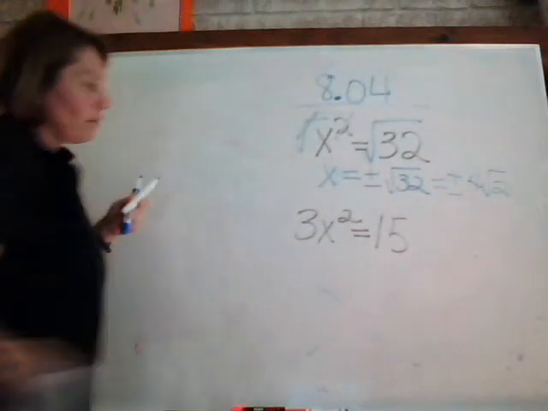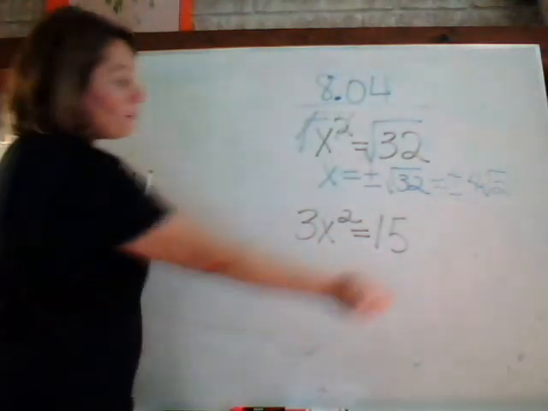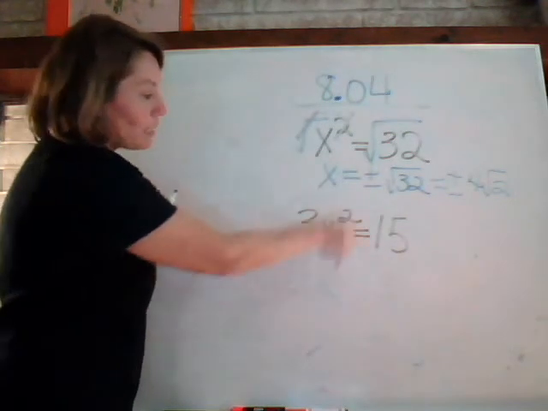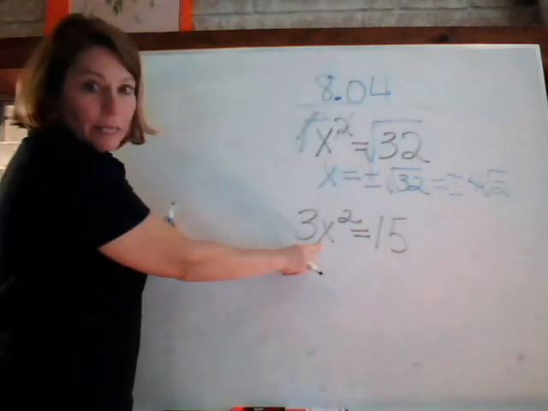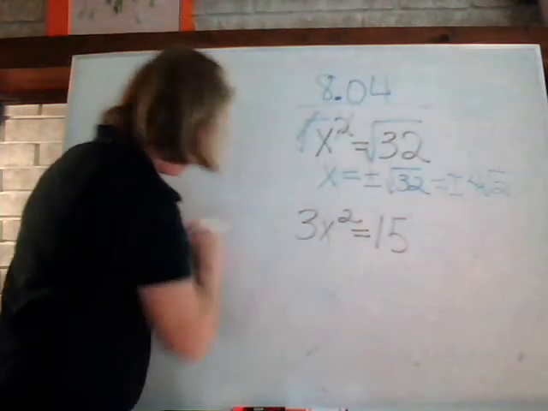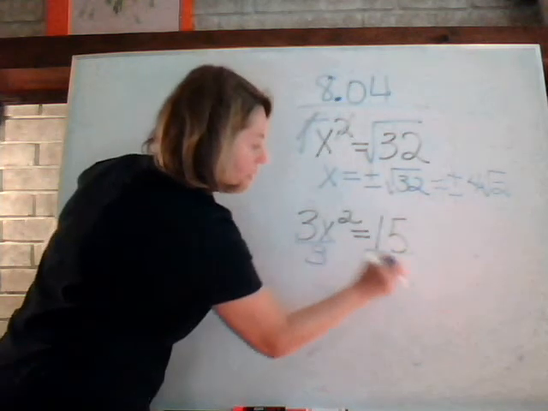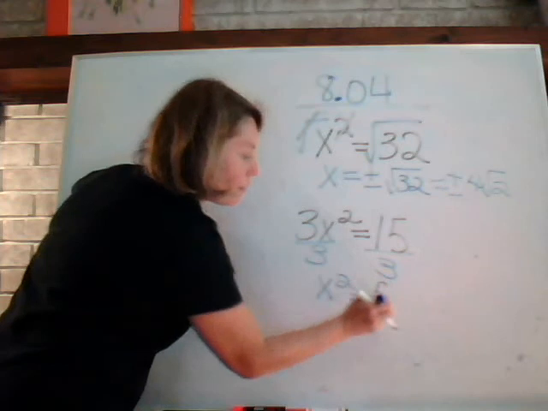So let's try a second one. Now we have 3x squared equals 15. Again, if the 15 were on this side, I would throw it over the equal sign and change the sign. But it's already there. So I've got to get the x squared by itself, divided by 3. My black pen's not wanting to work for me. And I get x squared equals 5.